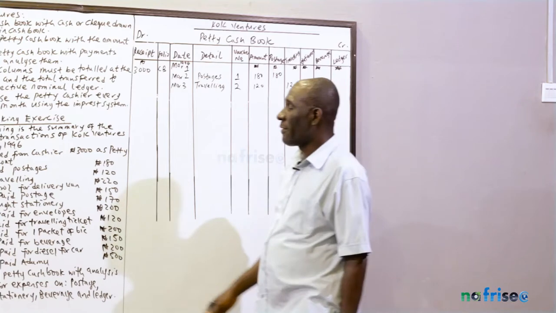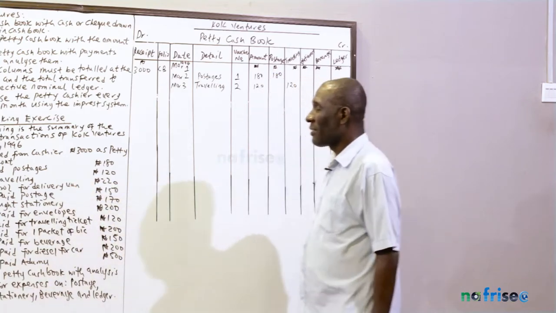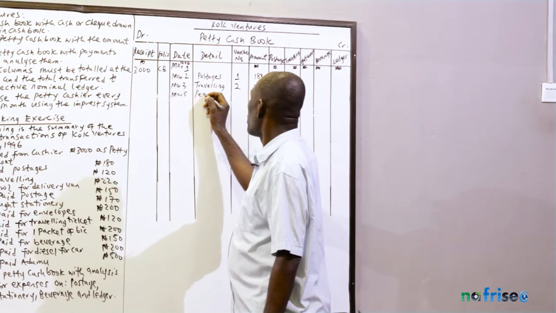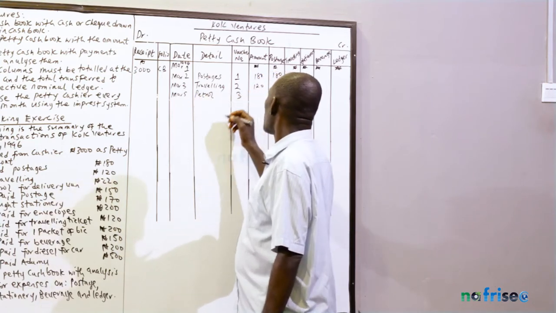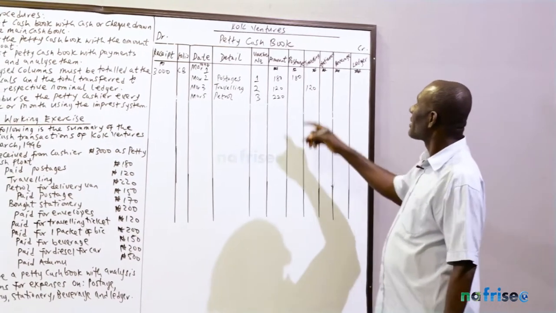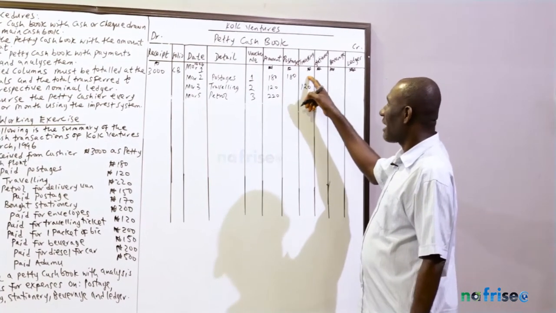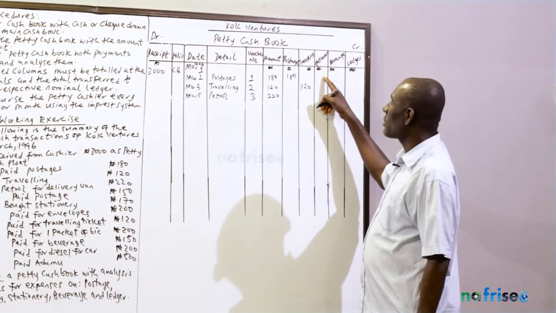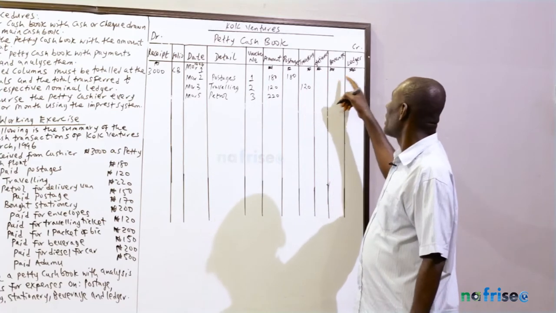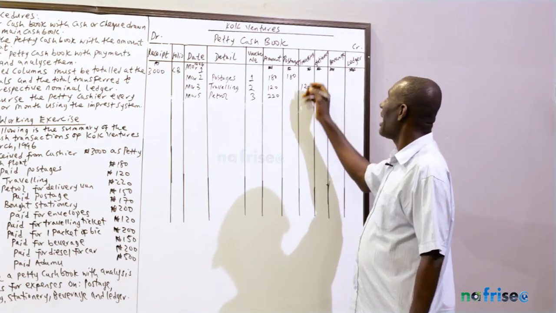Then March 5, petrol for delivery van. March 5, petrol 3, 220 naira. Petrol for delivery van. That will, because it cannot be postage. Traveling, yes. It can't be stationery. There's no correlation between petrol and stationery. It can't be beverage. It can't be ledger. So it will come under traveling.